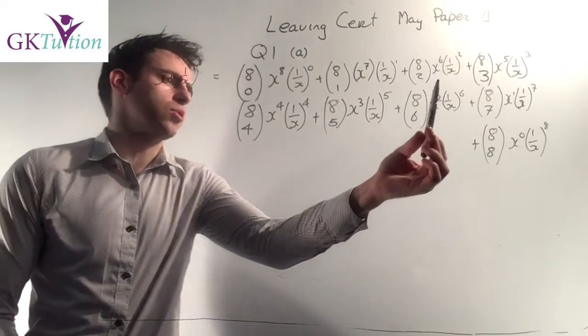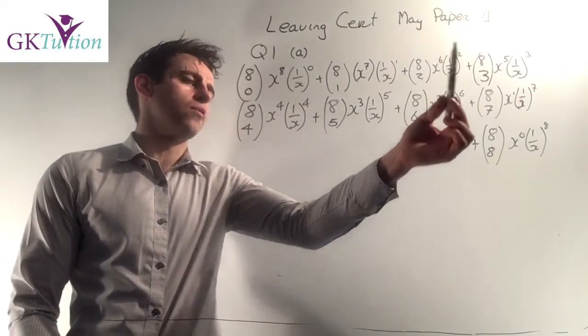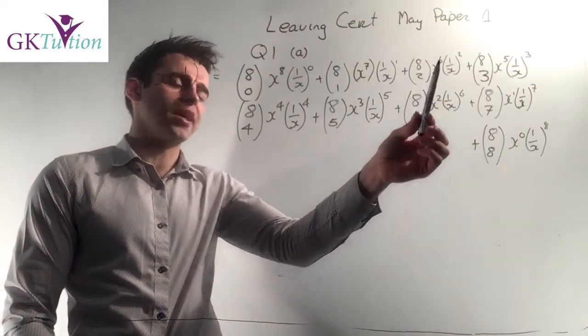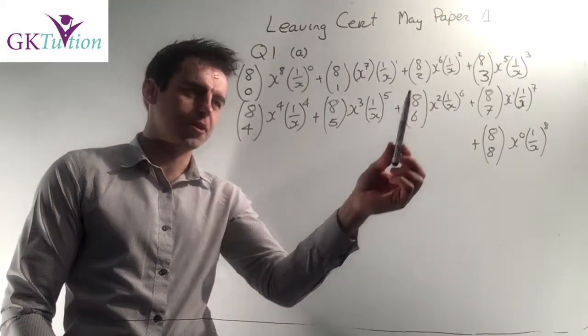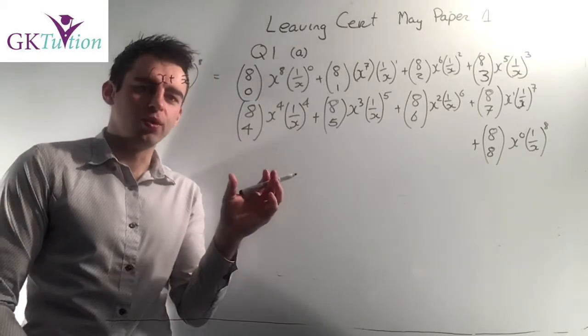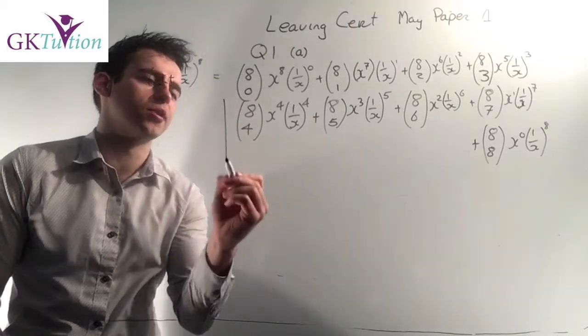Like say for example this one, this is x to the power of 6, 1 over x to the power of 2. You should just view that as an x to the power of 6 on the top and an x to the power of 2 on the bottom. So the one in which all the x's are going to cancel each other out is this one.